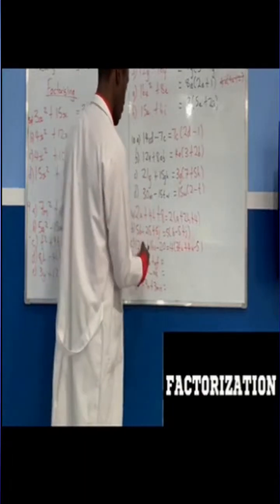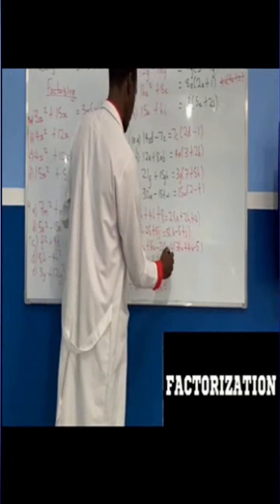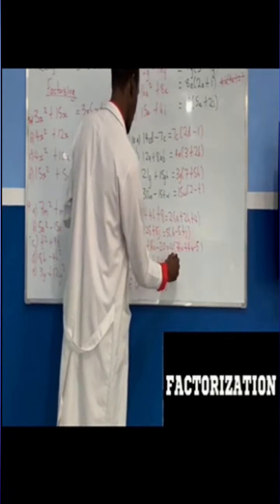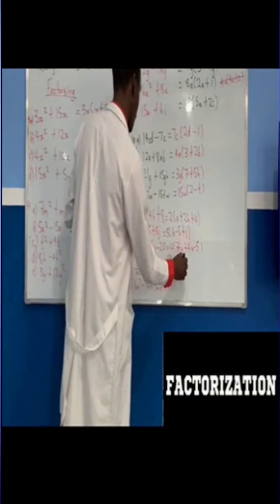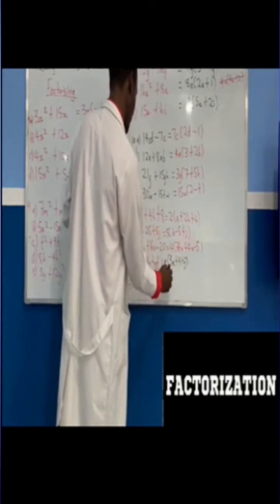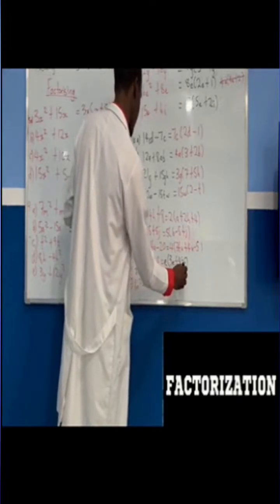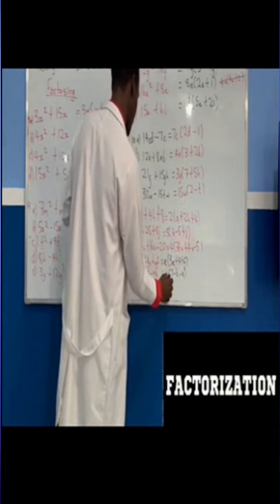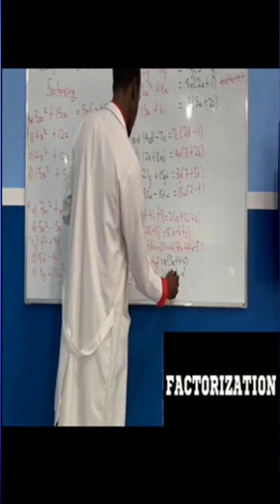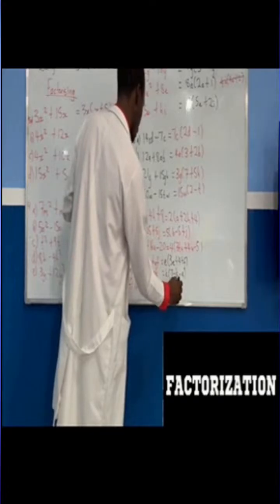D, common factor was e, bracket 3e plus 4 plus f. For E, the common factor was k, bracket 7 minus k minus 8. Then F, common factor here was 3n, bracket 2n minus 3 plus n.